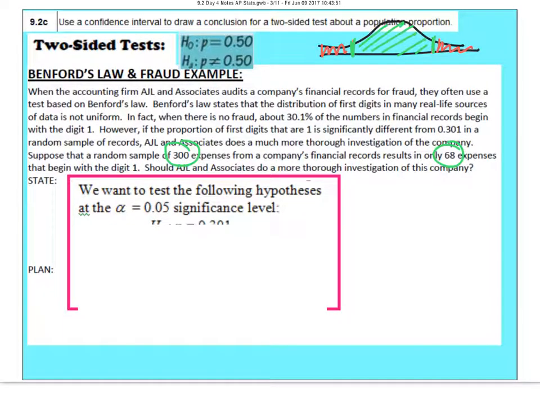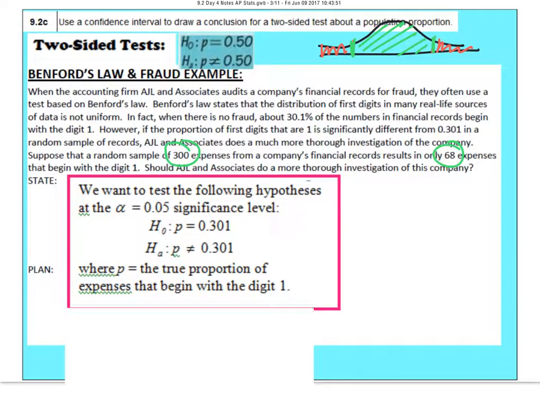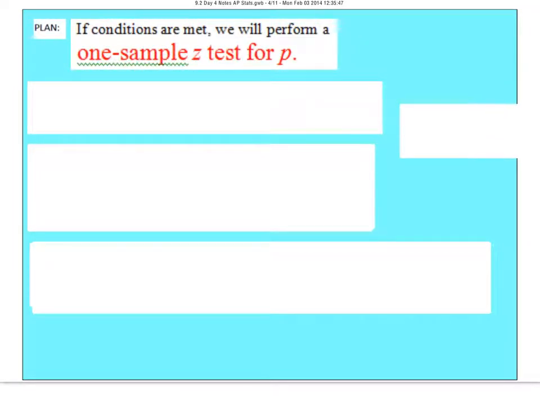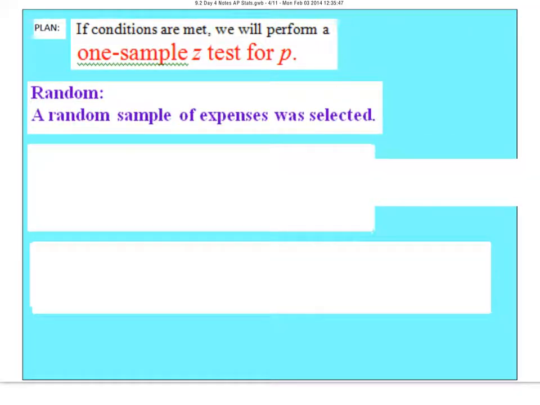Now, our null hypothesis is the true proportion is 0.301. But we think it is different than that, which is the best alternative hypothesis for this case. So a two-sided test. Let's define p as the true proportion of expenses that begin with the digit 1. Now, the test we're going to do is a one-sample z-test for p, and p's already been defined. For randomness, it said a random sample of expenses was selected, so that's done.